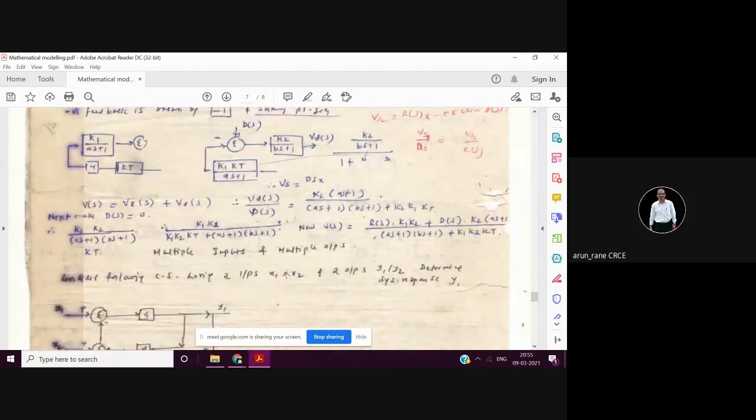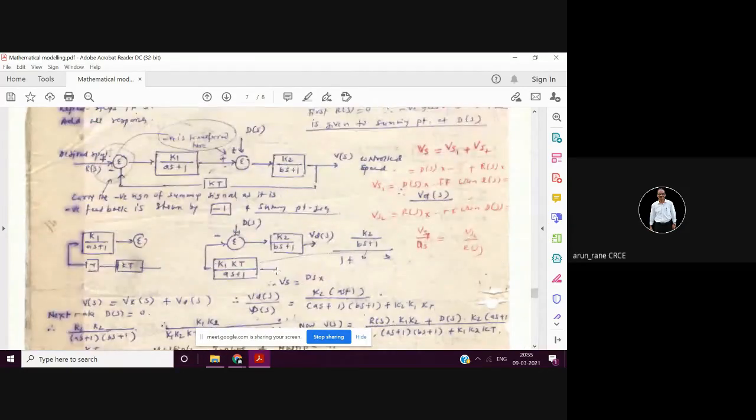So now you have to find out the output. This gives you one output, okay? Now you have to find out the output when ds is equal to 0, okay?